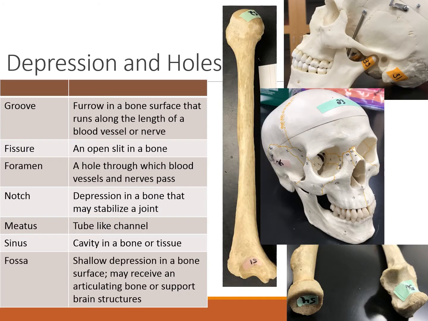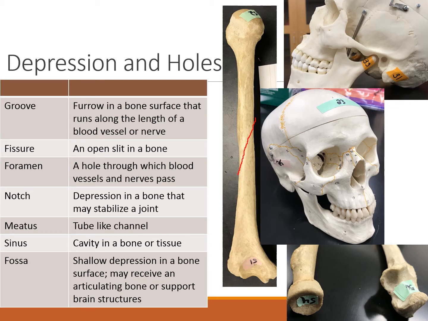The last two types of bone markings are the depressions and holes. Let's take a look at some common ones. First, we have grooves. Grooves are furrows in a bone surface that run along the length of a blood vessel or nerve to provide space to avoid compression of that structure by adjacent muscles or external forces. An example of this would be the radial groove, which hopefully you can see here.